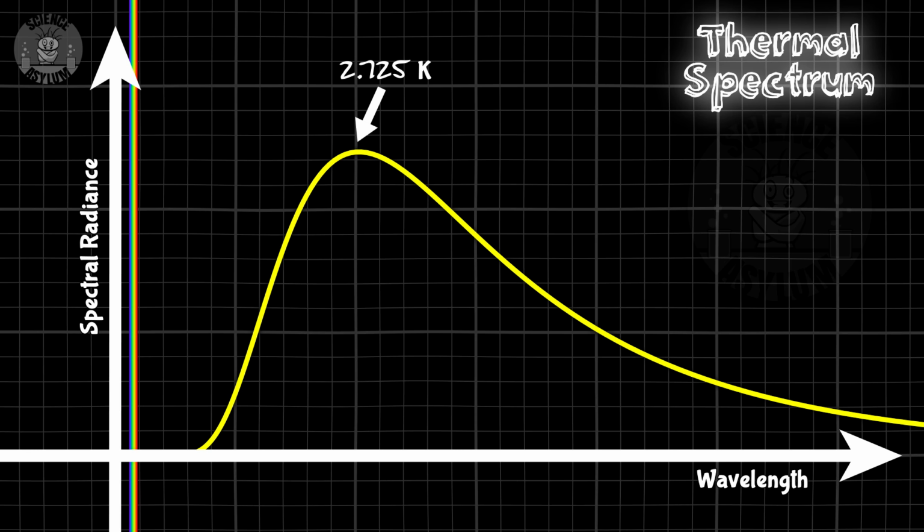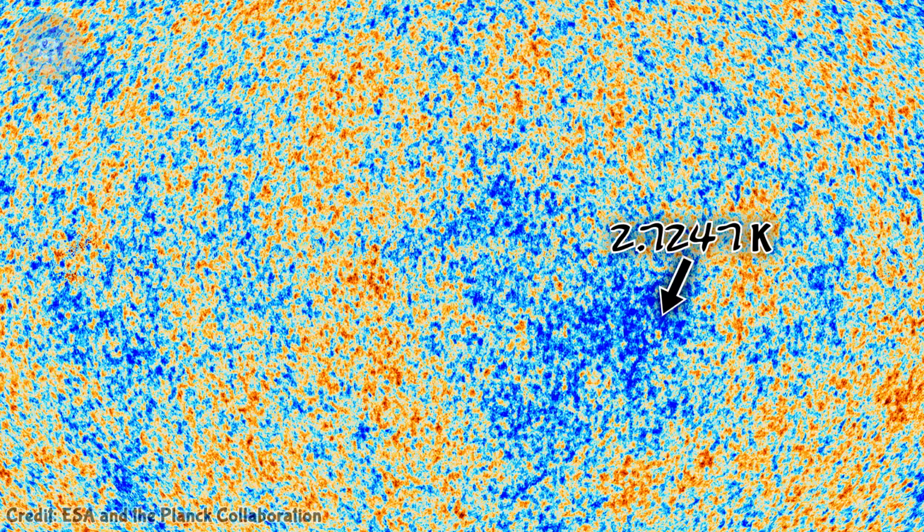But remember how I said the spectrum was as close to perfect as you can get? Well, close to perfect is not the same as perfect. There are some tiny temperature variations. The CMB has spots. The blue spots are slightly colder, and the orange spots are slightly hotter. Of course, this is the universe, so those spots are enormous.